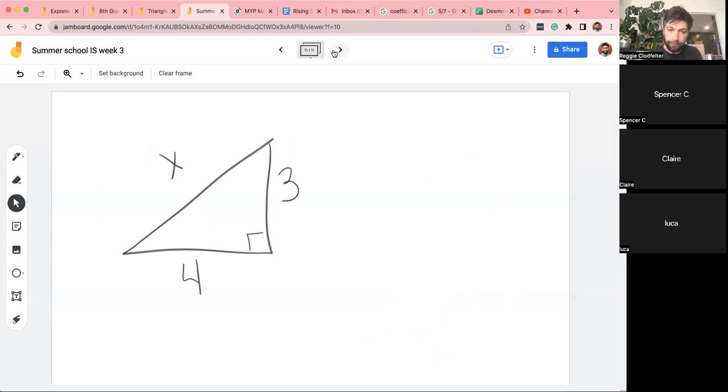So first we're going to put our numbers into the Pythagorean theorem. Remember, our legs are going to be the two sides next to the right angle, and they have to be A and B. And then our hypotenuse is going to be across from the right angle, and it is C in our A squared plus B squared equals C squared. So in this case, we have 3 squared plus 4 squared equals X squared, okay?